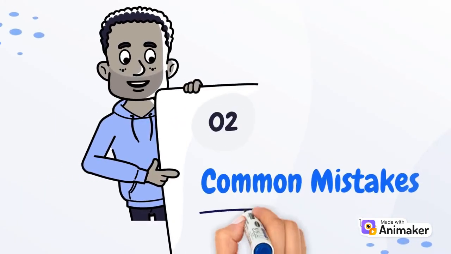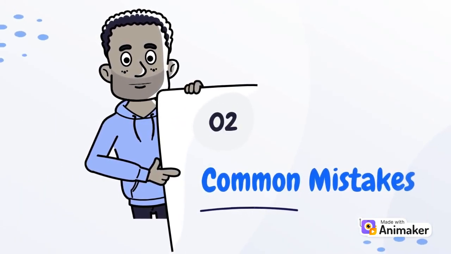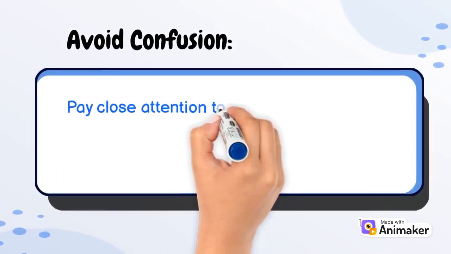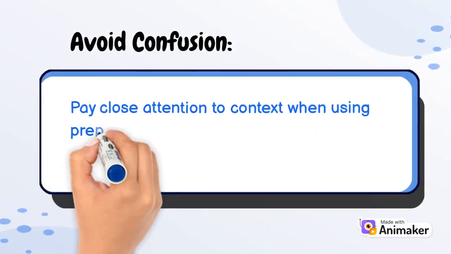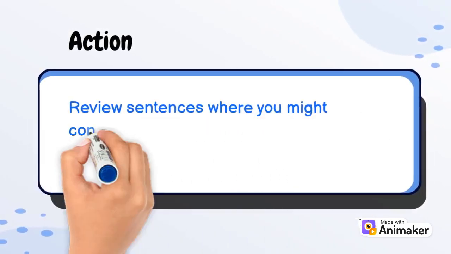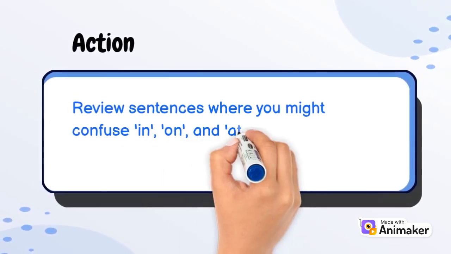Common errors often occur with prepositions. Avoid confusion. Pay close attention to context when using prepositions. Action: review sentences where you might confuse in, on, and at.